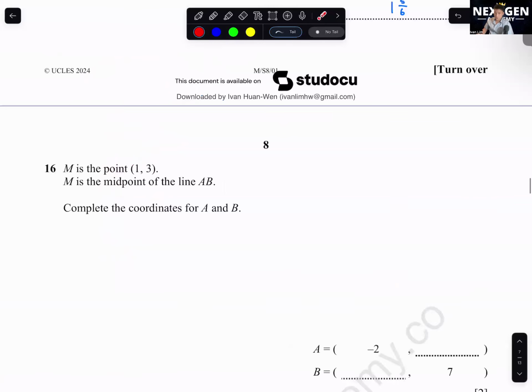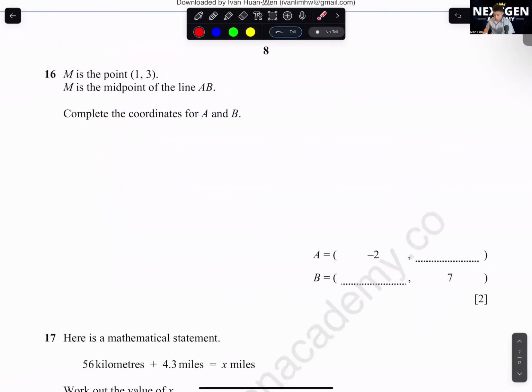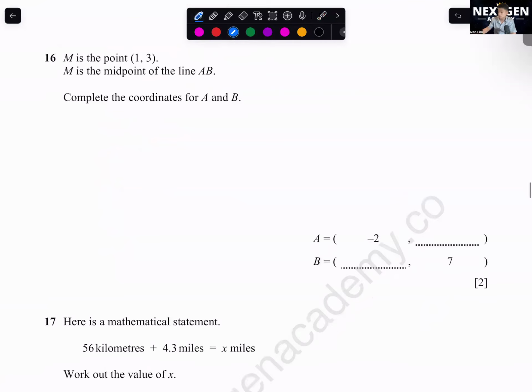Okay, let's go to question 16. Just now a lot of you said you haven't learned the concept of midpoint before. Midpoint, you all need to remember this formula. Midpoint is just the average of two values. How do we find the average of two values? You can guess this one, yeah, you can guess this also. The proper formula for midpoint, you all can write down first.